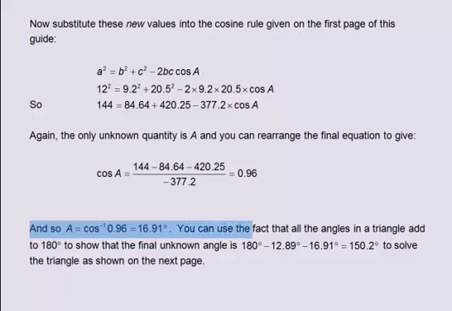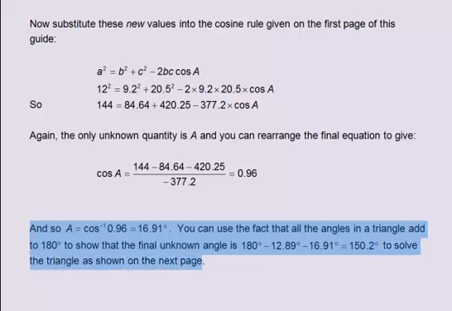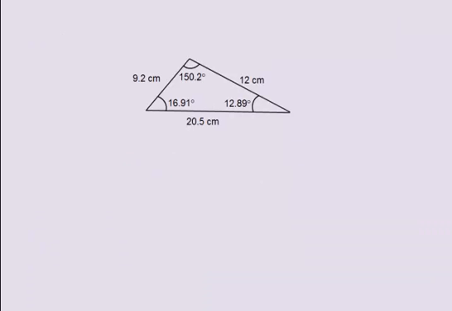You can use the fact that all the angles in the triangle add to 180 degrees to show that the final unknown angle is 180 minus 12.89 degrees minus 16.91 degrees, which equals 150.2 degrees, to solve the triangle as shown on the next page. Here is the fully solved triangle.